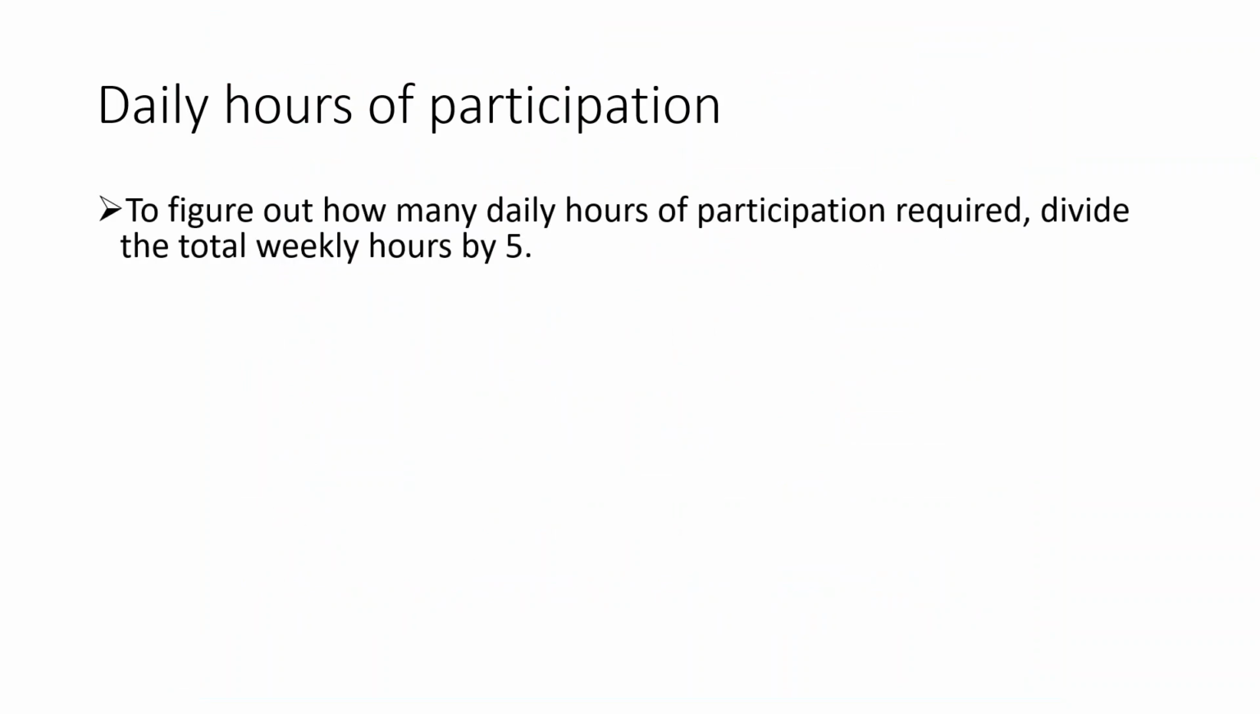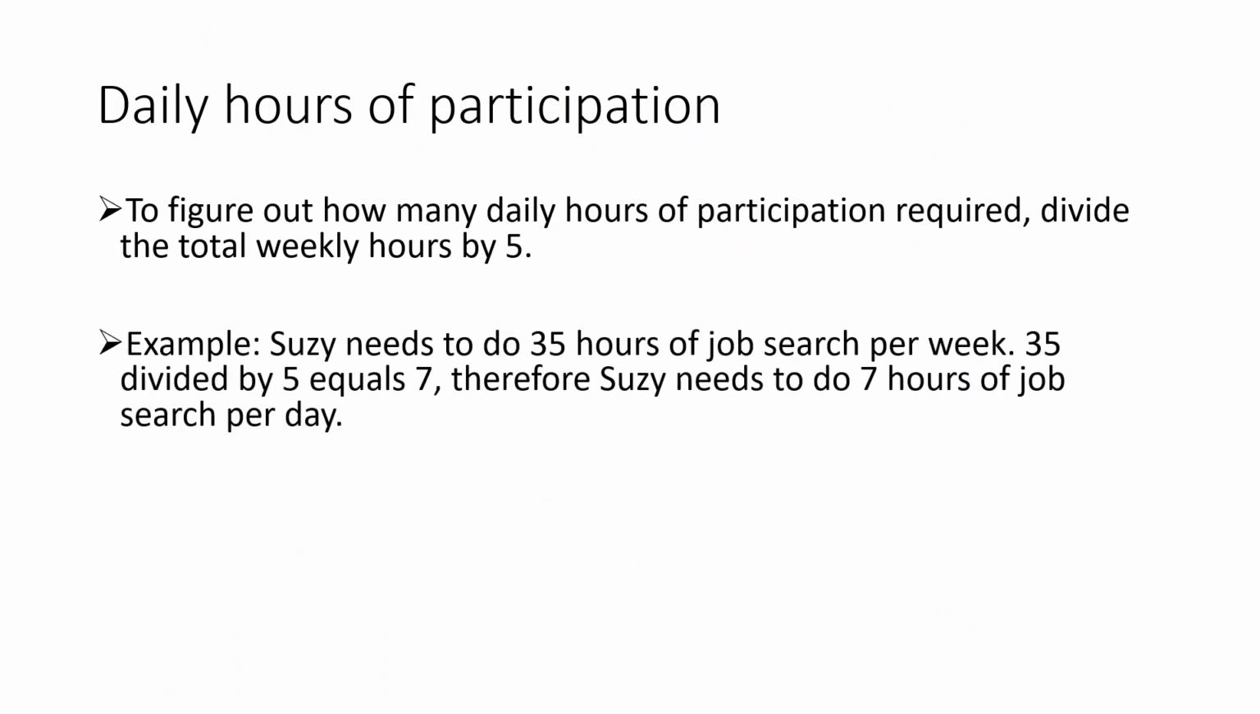Daily hours of participation. To figure out how many daily hours of participation are required, divide the total weekly hours by 5. For example, Susie needs to do 35 hours of job search per week. 35 divided by 5 equals 7. Therefore, Susie needs to do 7 hours of job search per day.